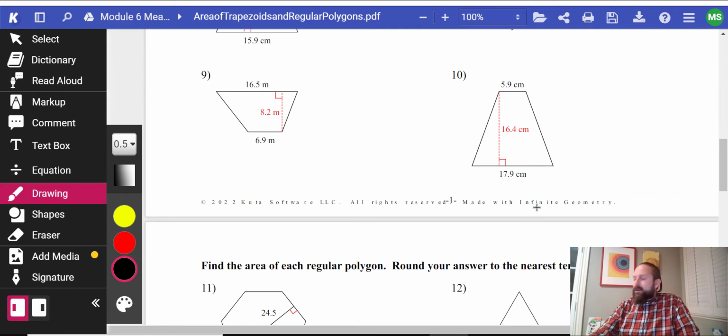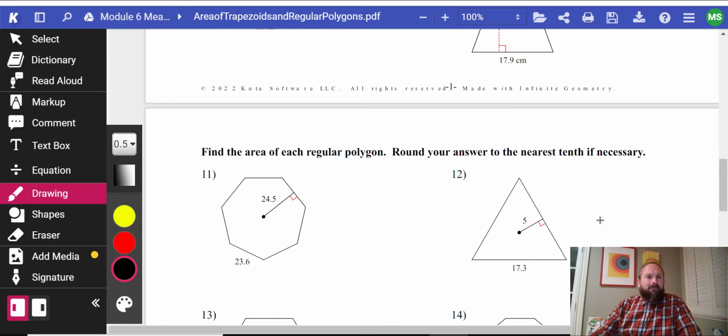So in a regular polygon, that means every side is equal, but not equal, but is congruent to each other. So the area of a regular polygon is going to be the following. Area of regular polygon is going to equal the number of sides times the side length times the apothem. But we're going to divide by 2.